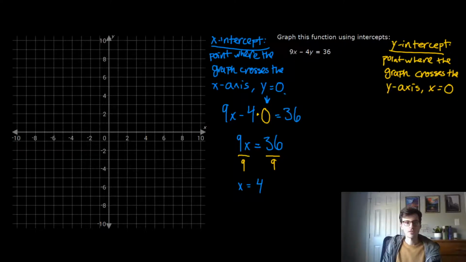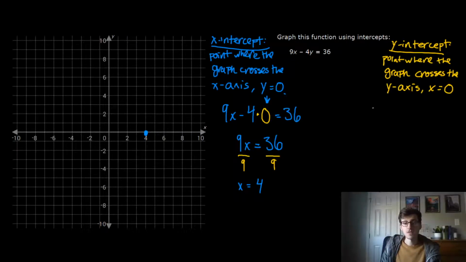So then on my graph, I can find the point where y is 0, that's along here, and where x is 4. So I have one intercept. That's the x-intercept. Let's find the y-intercept.